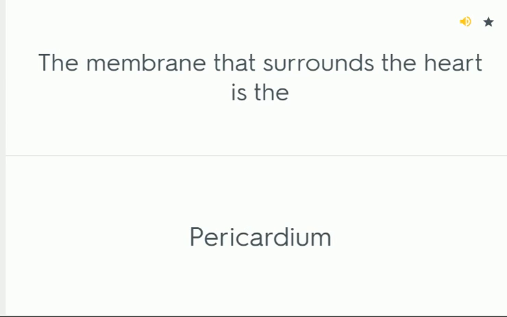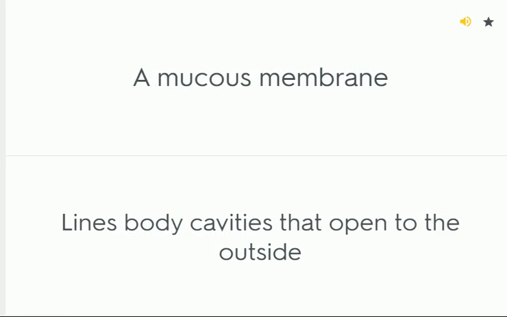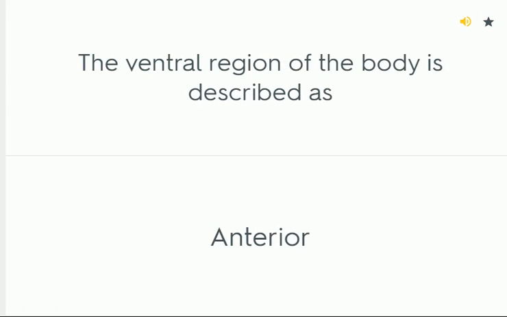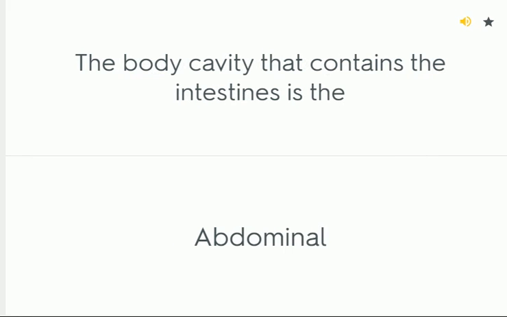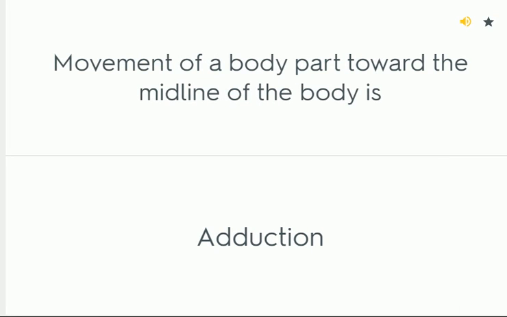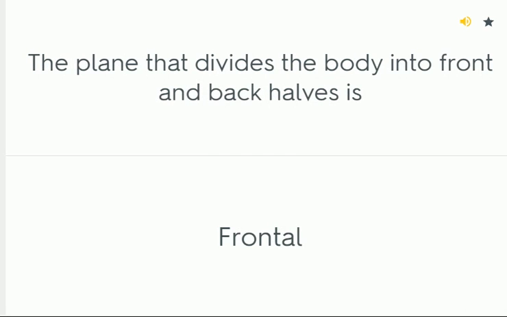The membrane that surrounds the heart is the pericardium. A mucous membrane lines body cavities that open to the outside. The ventral region of the body is described as anterior. The body cavity that contains the intestines is the abdominal. Movement of a body part toward the midline of the body is adduction. The plane that divides the body into front and back halves is frontal.